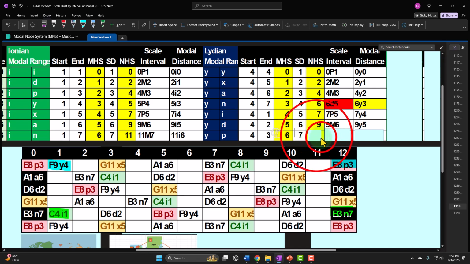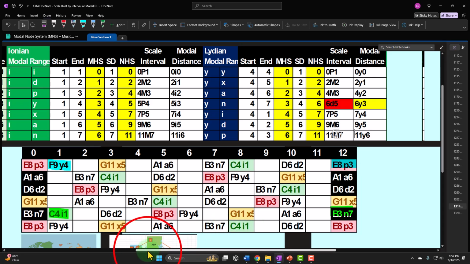What's the distance then? The distance is going to be... There it is. The distance is 11. 1, 2, 3, 4, 5, 6, 7, 8, 9, 10, 11. So that was the same for the Ionian distance. So that's going to be an 11-node away major 7th. I'd rather call it an 11-node away from the Lydian 6th modal half step.